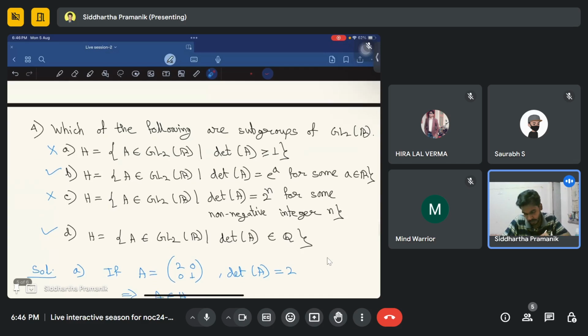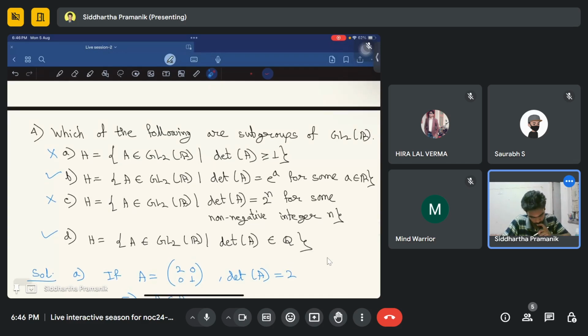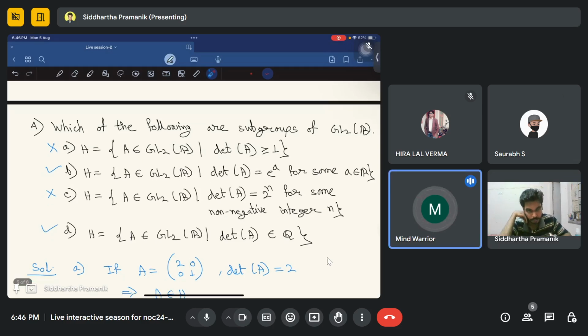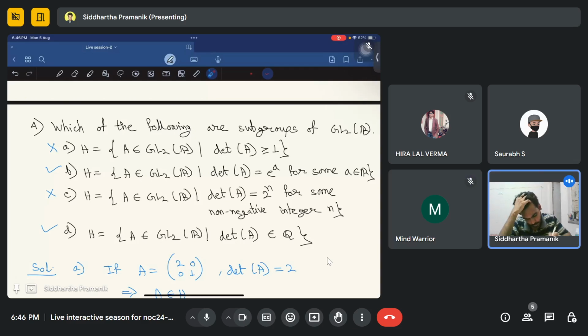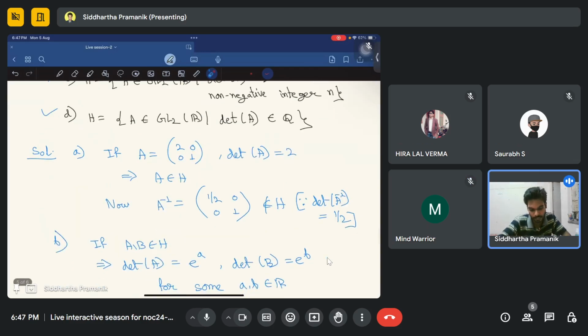So two of them are subgroups and two of them are not subgroups. Let me ask you one more question here. In C, instead of non-negative integers, if we take any power, any real number, then what will happen? Or let's say just an integer. Yeah, if we take all integers, then it will be a subgroup. You can check that.